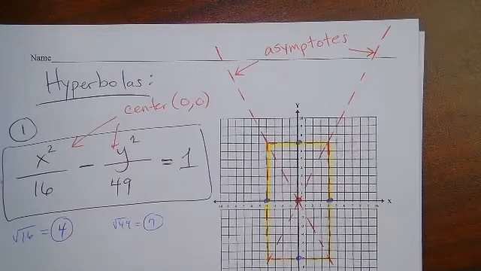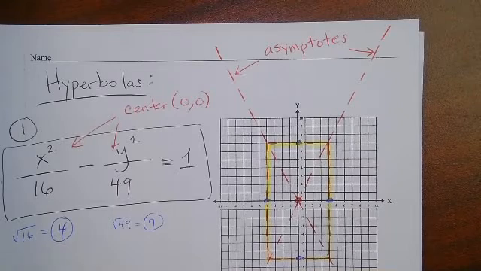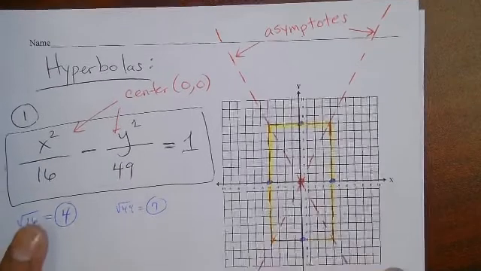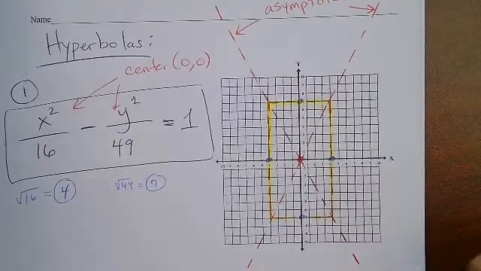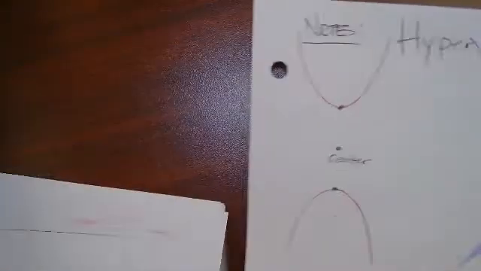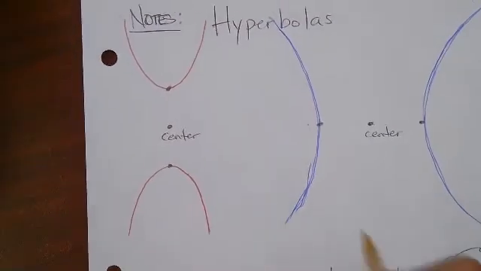Are we good? Everybody ready? That's it. Graph the hyperbola. What? Yeah, graph the hyperbola. What do you mean? How do you graph it? Now, how many branches are there going to be?